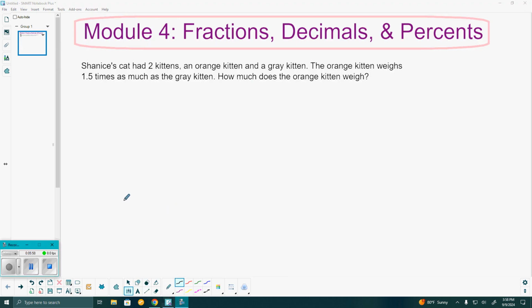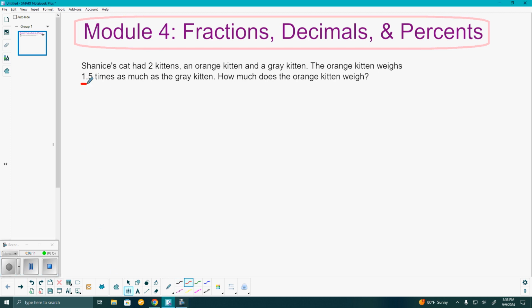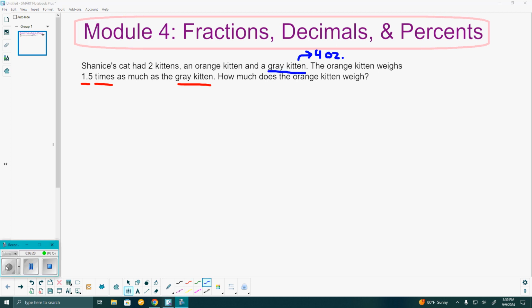Let's look at another way to represent fractions as percentages. Shaunis's cat had 2 kittens, an orange kitten and a gray kitten. The orange kitten weighs 1.5 times as much as the gray kitten. How much does the orange kitten weigh?